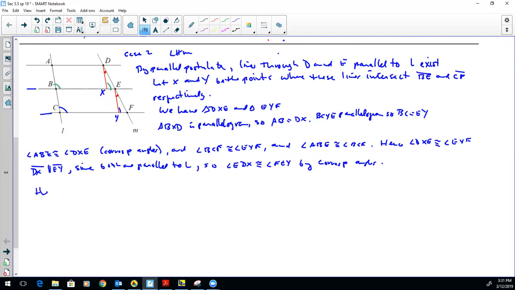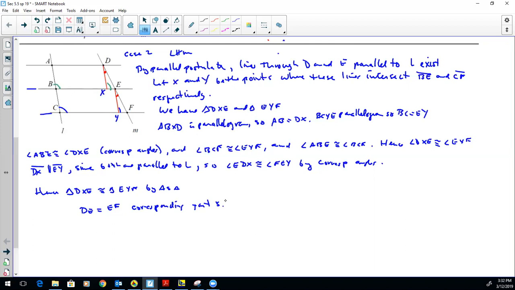So hence, triangle DXE is congruent to triangle EYF by angle, side, angle. Okay, and finally we can do it. We're just about done here, and that means that DE is the same length as EF because they're corresponding parts.